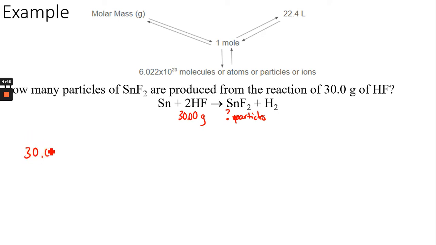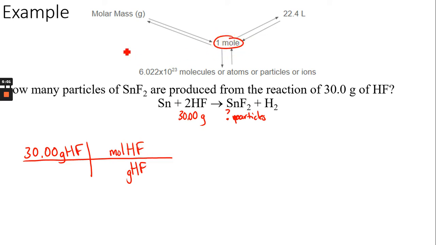The first thing that we need to do is make sure our given is converted to moles. So we start with the given. Grams would come to the bottom, and we want to convert it to moles. We look at our road map. 1 mole, and the molar mass goes with grams. So 1 would go with mole. We would look on the periodic table, and for HF, we would say hydrogen plus fluorine, and that would give us 20.008 grams. That's the first step, convert given to moles.